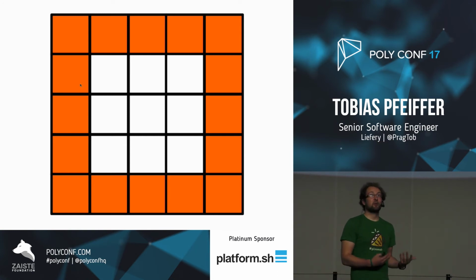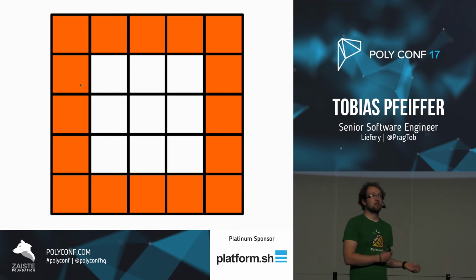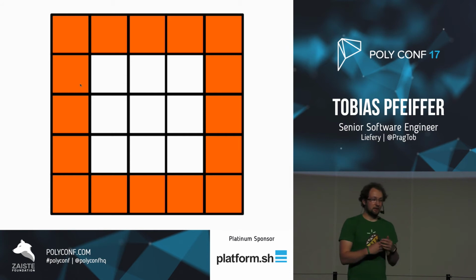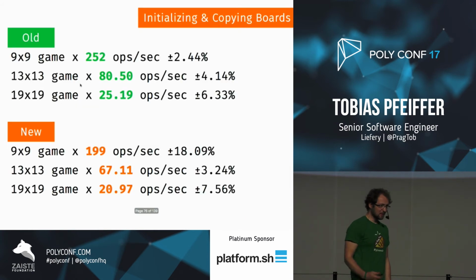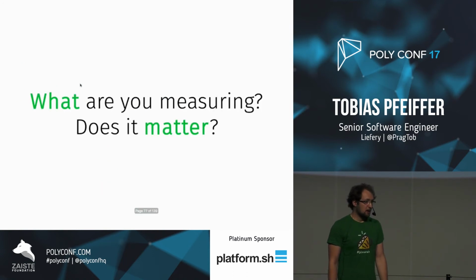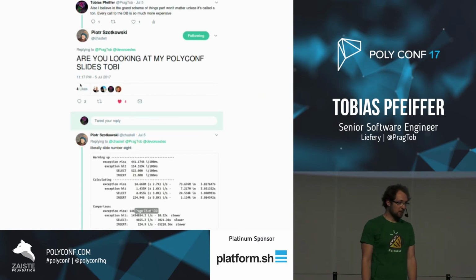And because a bigger board is way, way harder to copy, that takes more time than our small savings in the getColor function, because the getColor function is already very, very fast, so its absolute savings are very little, but its relative savings were a lot. So it's about initializing and copying the board. So it's always good to not only run those micro benchmarks, but also bigger benchmarks that tell you, does this help my end result? So what am I measuring? Does it even matter? Is that really what I want to optimize for?